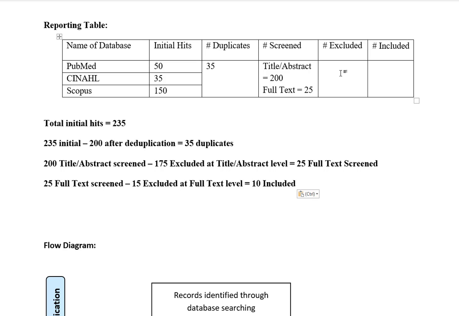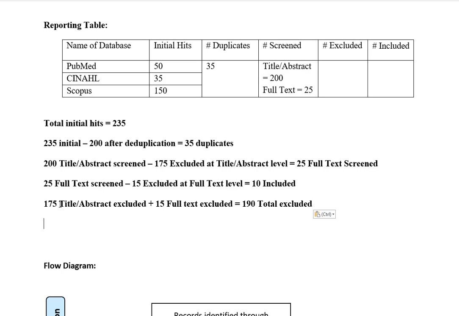So your overall excluded in this example would equal 190, because you would take your 175 excluded at the title abstract screen and the 15 excluded at the full text level, and that equals 190. So this number would be 190. Your number of included studies for your synthesis table would be 10. So it's really important to understand that the number included is the number of studies reflected in your synthesis table.